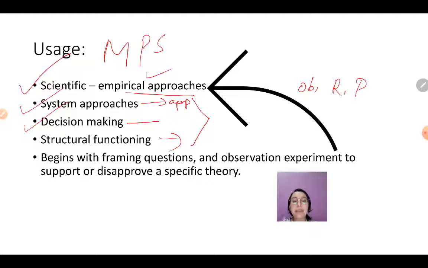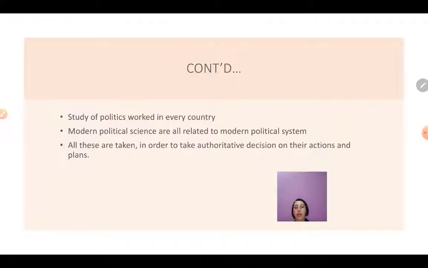It is debated and redebated regarding certain things that need to be implemented or corrected in a society. The definition given by modern political science has worked in every country. Every country said that yes, the particular definition of political science is this one. So modern political science is all related to the modern political system.